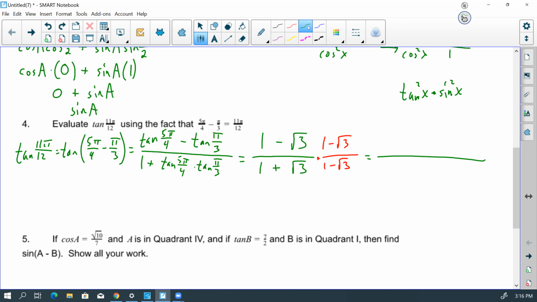In the numerator, I have 1 minus rad 3 minus rad 3 plus rad 9. In the denominator, I end up with negative 2. I end up with a square minus a square, 1 squared minus rad 3 squared, because that happens when you multiply two conjugates. And now I've got 4 minus 2 rad 3 over negative 2, which simplifies to negative 2 plus rad 3.